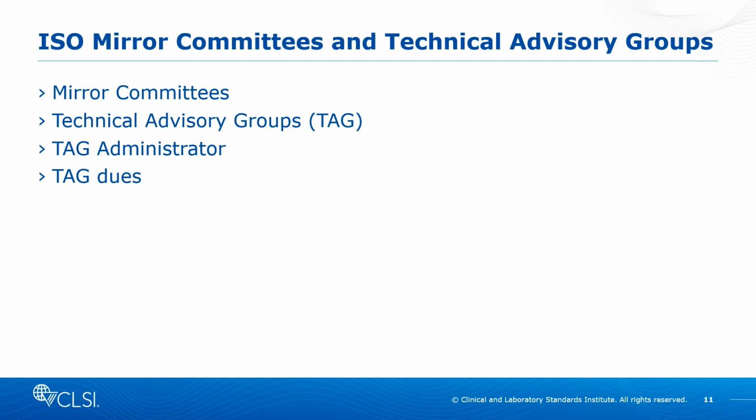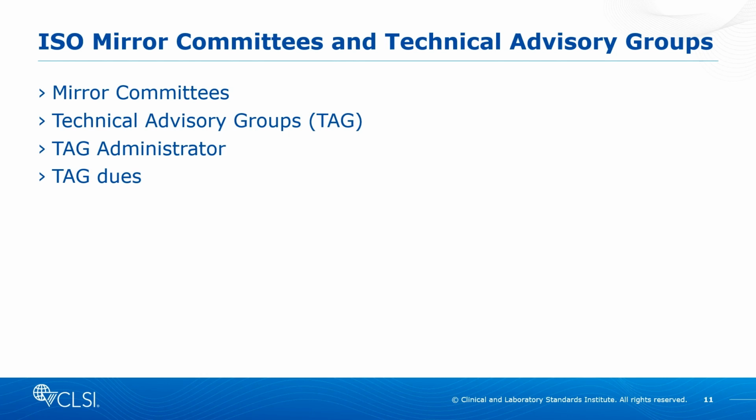For the U.S., if the TAG cannot reach agreement on the U.S. position, a vote of abstain must be submitted. CLSI also serves as the administrator of the U.S. TAG to TC212. Ms. Jennifer Adams, VP Standards and Quality at CLSI, currently serves as the TAG administrator.